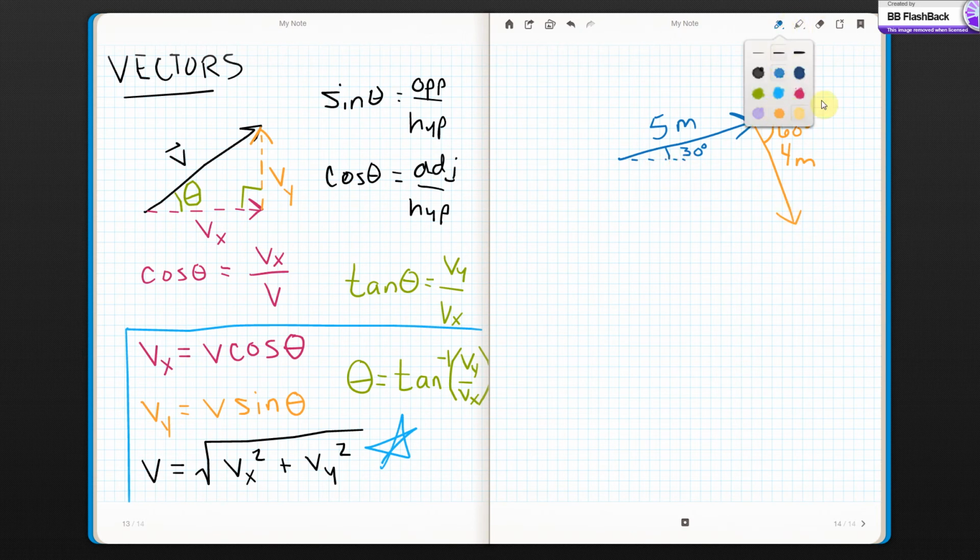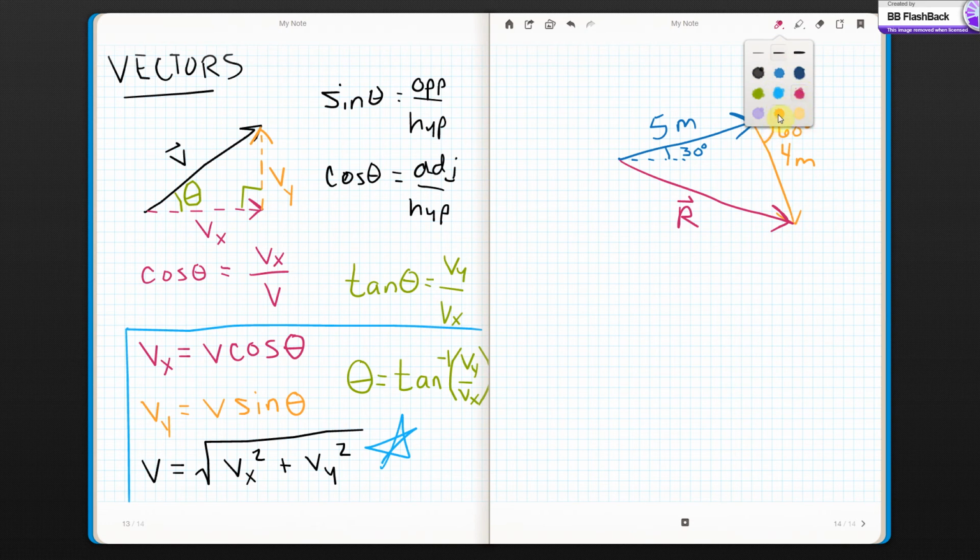Now let's say I wanted to add those together. So my resultant would look like this. I'm going to call that R for resultant. So it's going to look like that. But how long is it? I can't do Pythagorean theorem. Well, I might be able to, but no, I don't know. I don't know for sure that that's a right angle. So I can't just use the Pythagorean theorem. So what can I do?